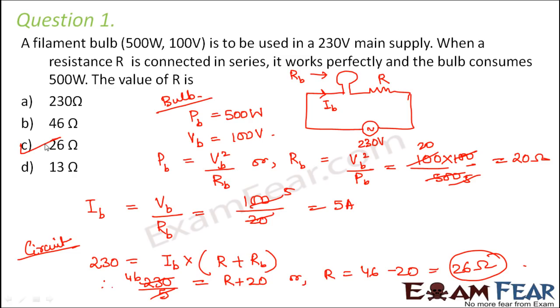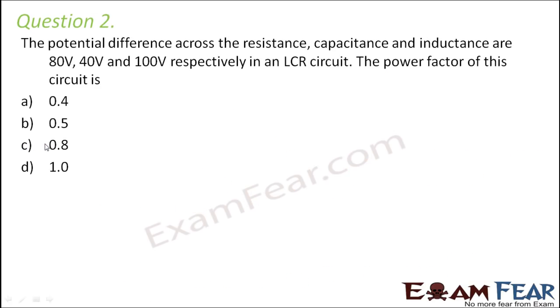Question number 2. The potential differences across a resistance, capacitance and inductance are 80 volts, 40 volts and 100 volts respectively in an LCR circuit. The power factor of this circuit is... So what is power factor? Power factor is cos phi.